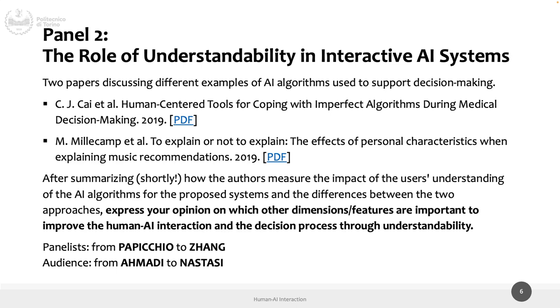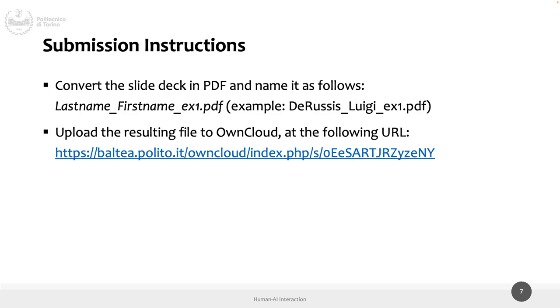This is for the audience. At the end of the panel, you can convert the slide deck you created, so three slides for your panel plus any slides you need for the question, into PDF with that sort of template of naming, and upload it to this address. And being here, connected or in presence, and doing the panel plus submitting the non-empty PDF is what you need to succeed in the first exercise.